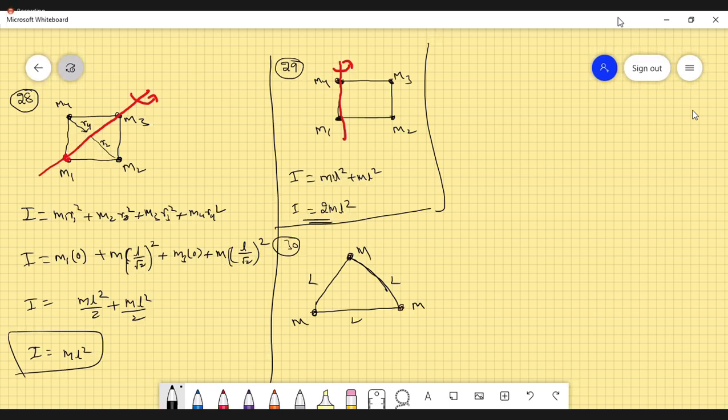Perpendicular, and passing through the center. So imagine this is the triangle, and the axis will be perpendicular like this. The triangular frame is in the XY plane, so the axis we have to consider is the Z-axis.